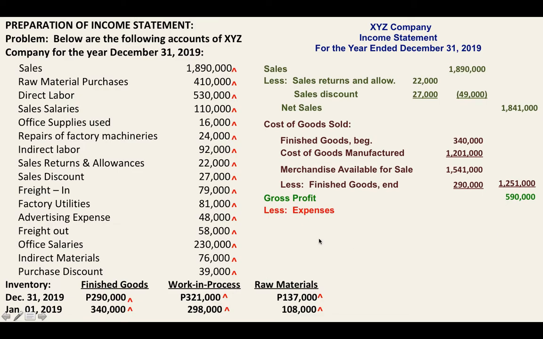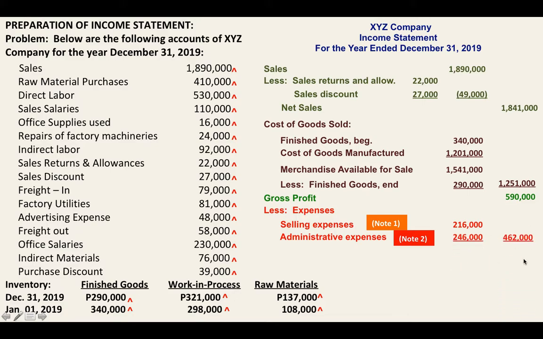Less expenses will give you your selling expenses. Since we have already done the notes on this, we'll just carry forward the total and the administrative expenses under note 2. So the total of our expenses is 462,000. Gross profit less expenses will give you your net profit of 128,000.